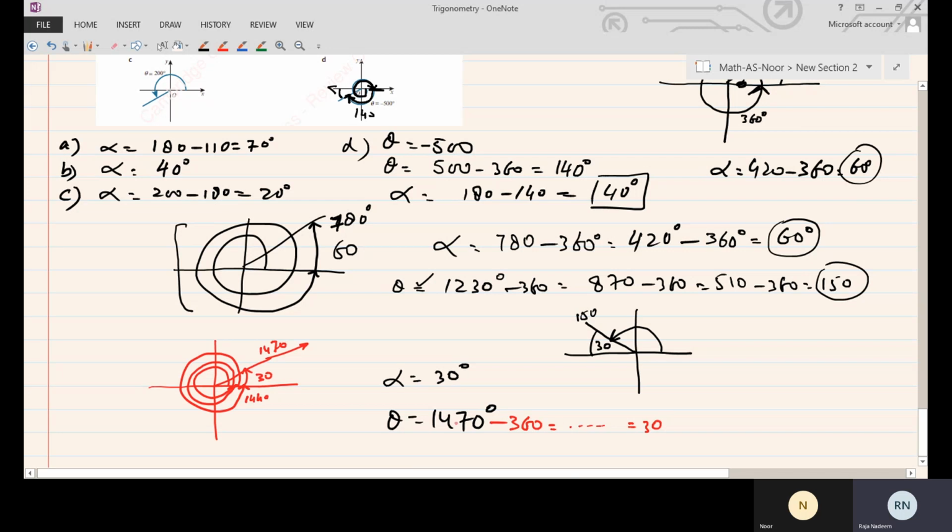Okay, by subtracting 360 you'll be able to get this 30 degrees, which is the basic angle. From that basic angle you'll show it on the diagram, and if you want to show the general angle on the diagram, then you have to show the revolutions, like 360's 3 revolutions is equal to 1440, and plus 30 you'll get 1470.